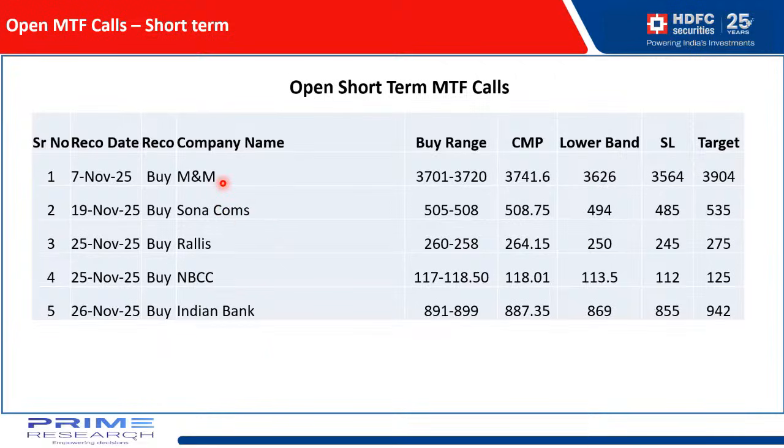So you can see here M&M is a large cap, Indian Bank, Sona Comstar, NBCC. These are the large caps. Rallis India is one of the mid cap stocks which we have open as a short-term MTF idea. So this is the buying range, current market price, lower band, stop loss and target. Here you are getting all the information, and we also cover this in our daily research report.